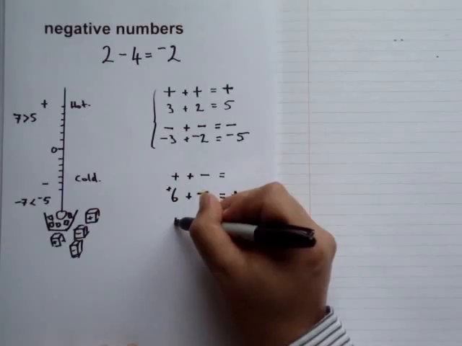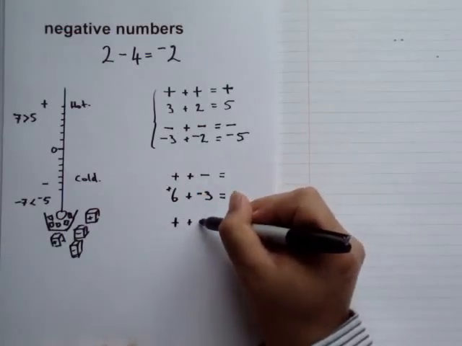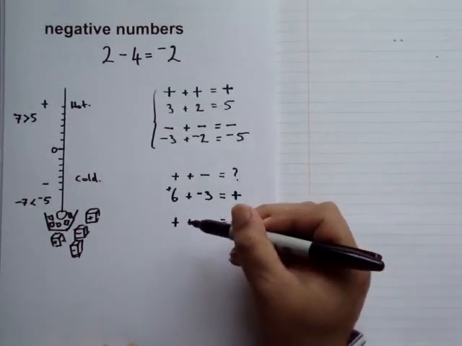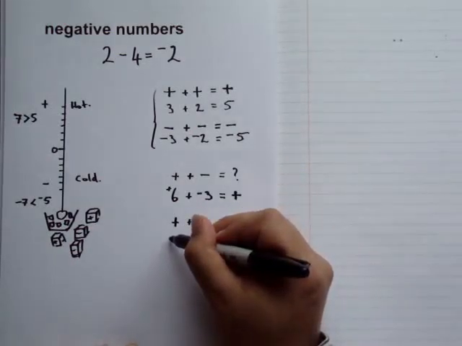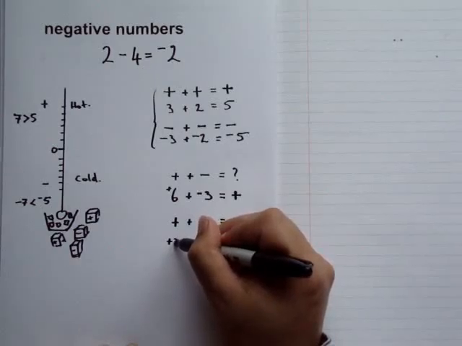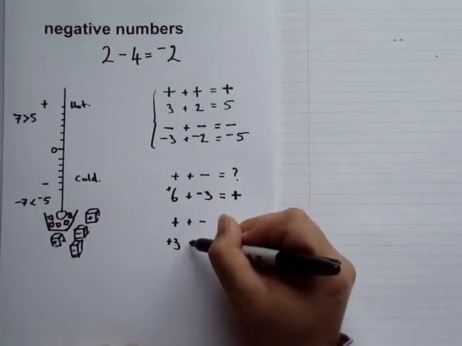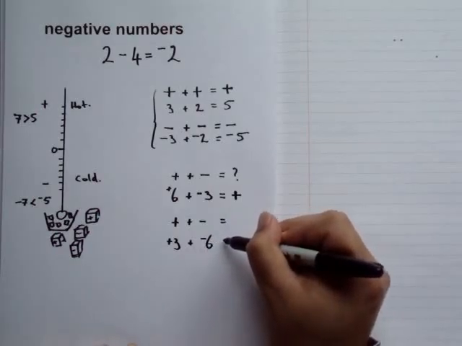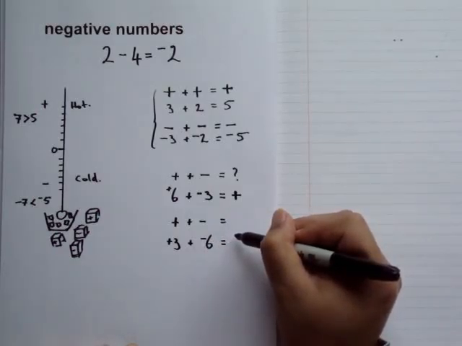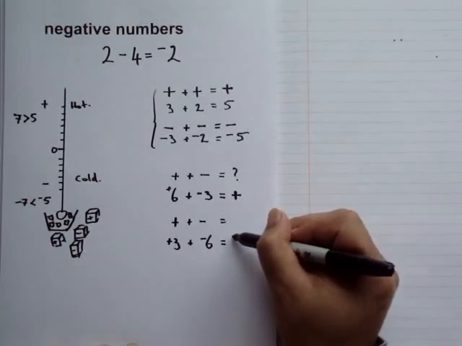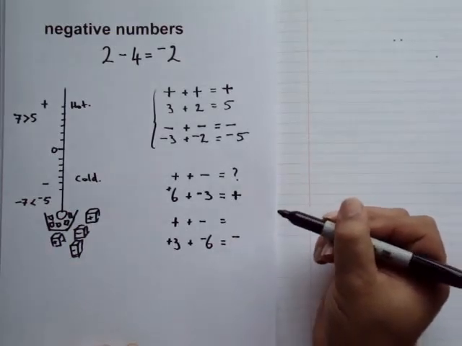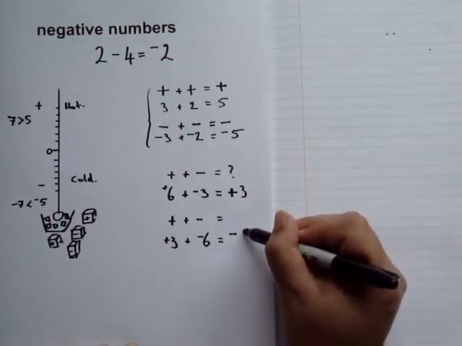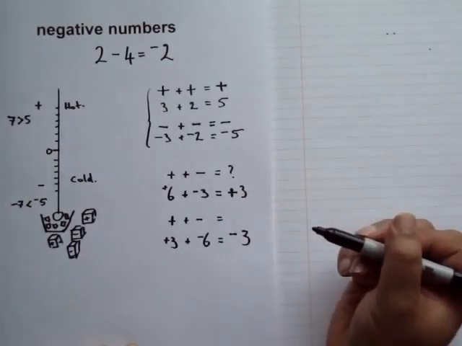Again, let's have a look. Positive plus negative. If we have a small positive number, say positive 3, and we add that to a larger negative number, the number is going to be negative. So in this case it's going to be plus 3, and in this case it's going to be minus 3.